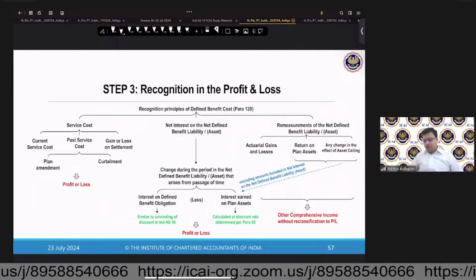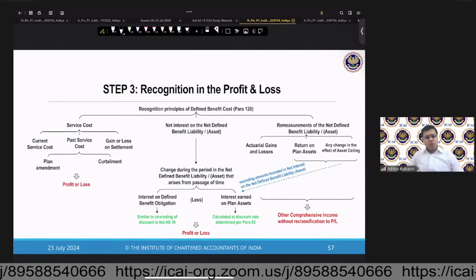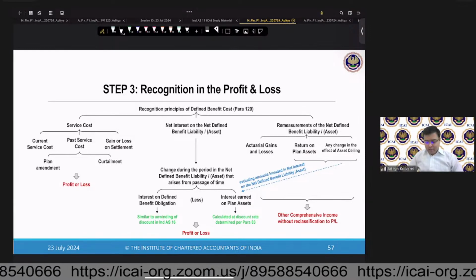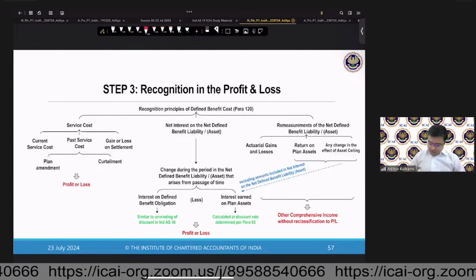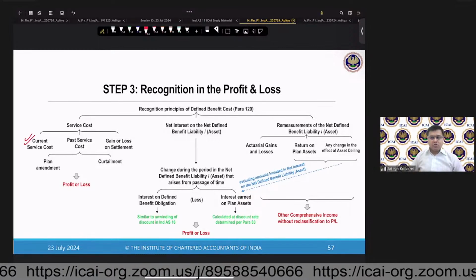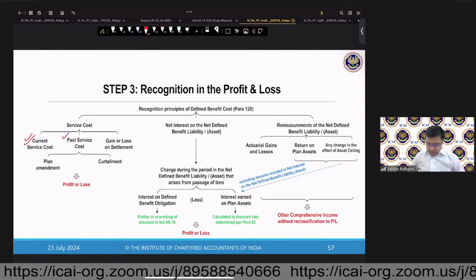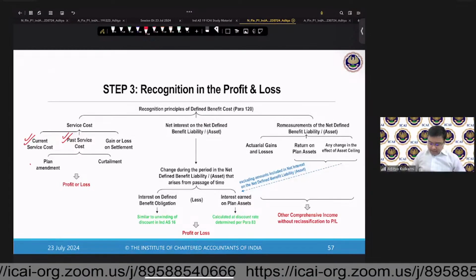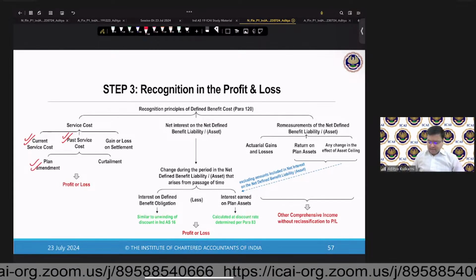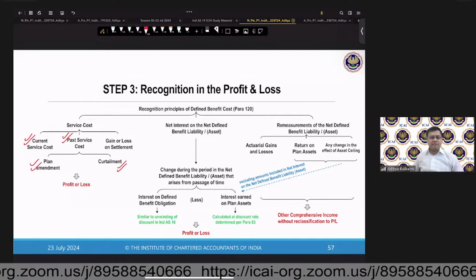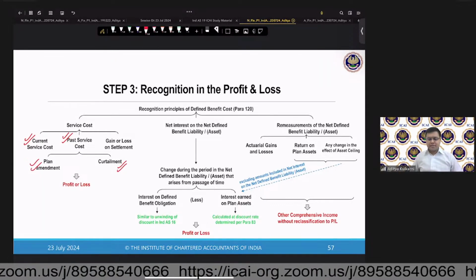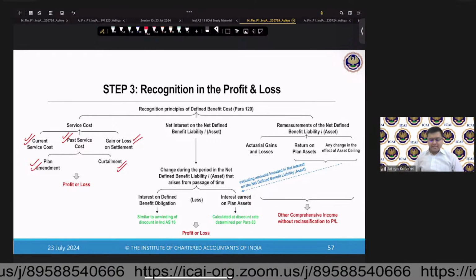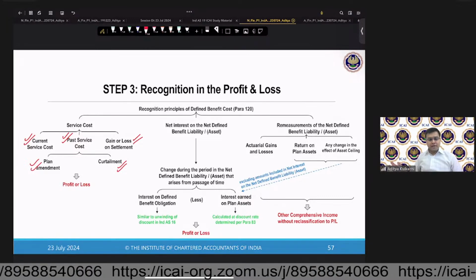Coming to step number 1, we did. Step number 2, we did. Step number 3, in the P&L, we have current service cost that goes. We have seen examples. Past service cost also I have taken you through, which arises on account of plan amendment. Curtailment means reducing the benefits of the plan. That will also go to past service cost in the P&L. Gain or loss on settlement, we will see that. That also goes through the profit and loss.